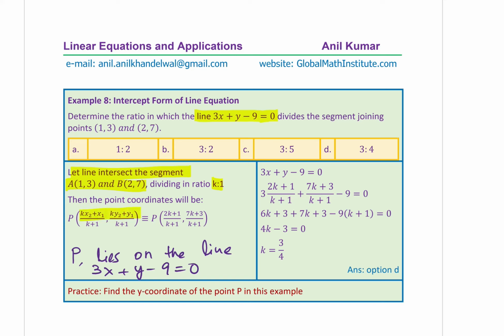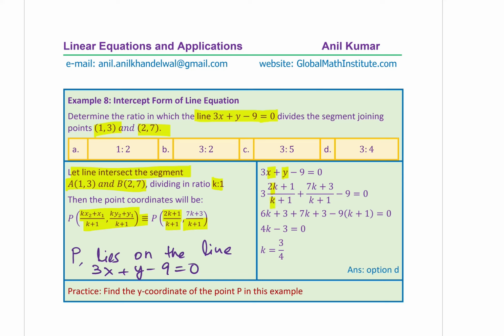More effectively, this formula is used with the ratio of k is to 1, and then it is better. So if it is k is to 1, then the coordinates will be (2k + 1)/(k + 1) and (7k + 3)/(k + 1), since the points A and B are given to us. Now we can substitute these coordinates for x and y in the equation of the line, since the point also lies on the line.